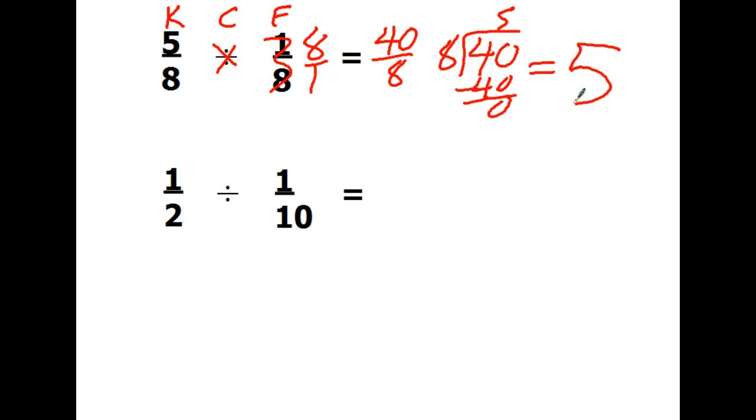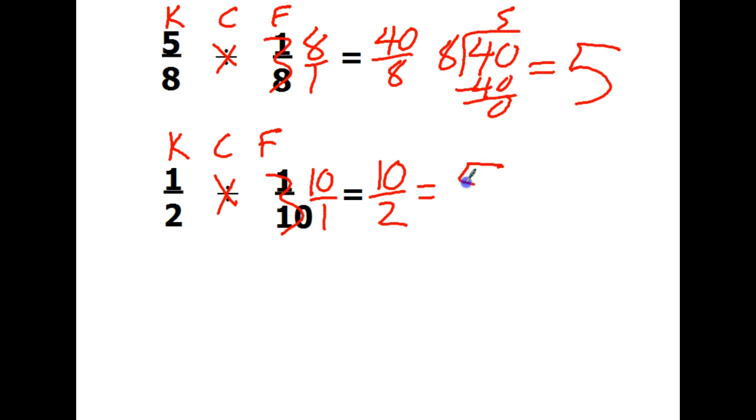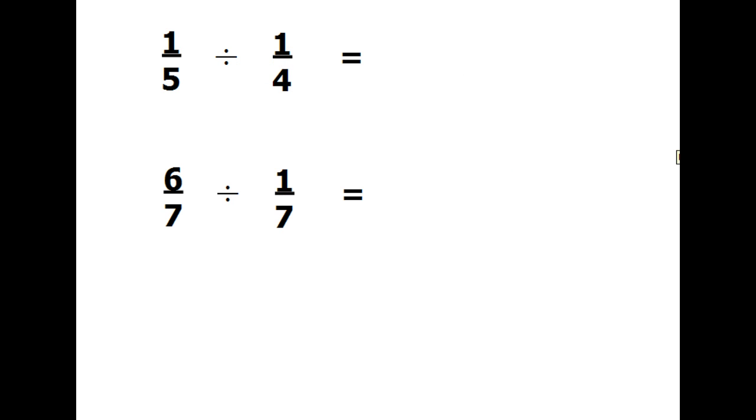1/2 divided by 1/10. Keep, change, flip. Keep the half, change the sign. Flip the 1/10 to 10 over 1. 1 times 10, 2 times 1. 10 divided by 2, just a big old 5. Stop the video when you try it out.